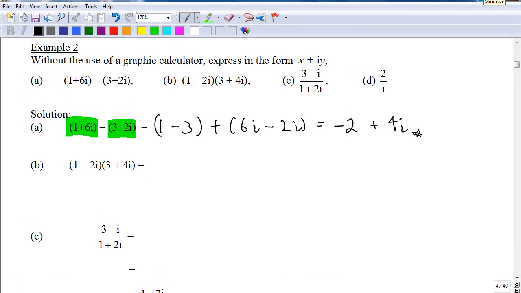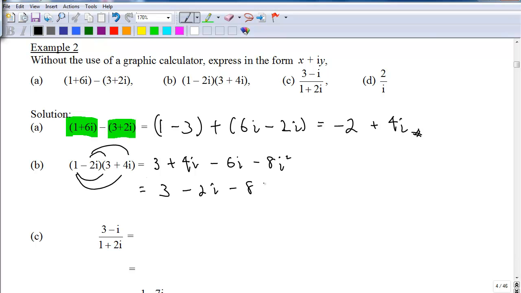For B, we want to multiply two complex numbers. And the rule that we will use will be the same as what we have done for real cases. Meaning, we will take 1 times 3 plus 1 times 4i. Then you will repeat it for the number minus 2i. And you will have 3 plus 4i minus 6i minus 8i squared. Now bearing in mind that i squared is actually minus 1, your answer will be 11 minus 2i.